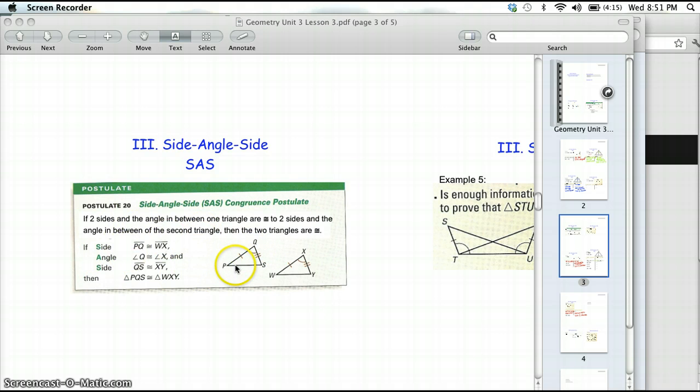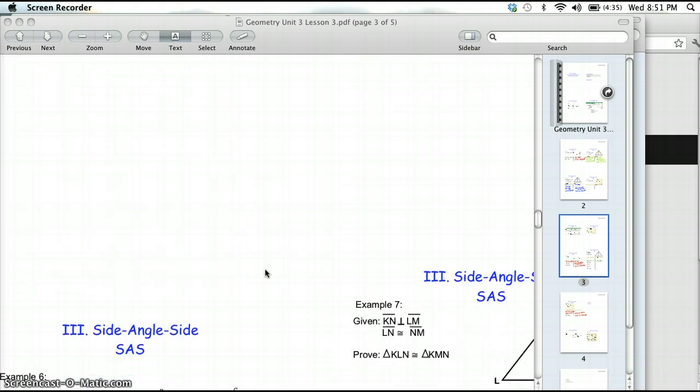It says PQ is congruent to WX. And then our angle has to be in the middle because it's side angle side. So the angle has to be in the middle of both of our sides. So here we've got angle Q is congruent to angle X, and side QS is congruent to side XY. So we can now prove that both of these triangles are congruent. Triangle PQS is congruent to triangle WXY because of the side angle side congruence postulate. So let's look at an example.